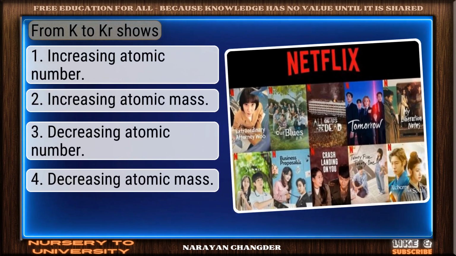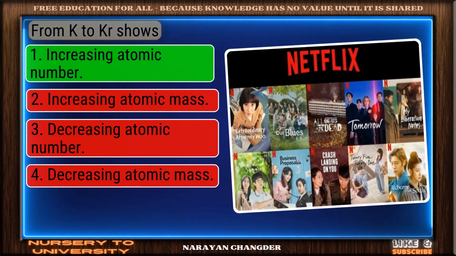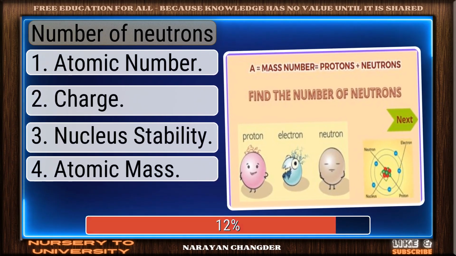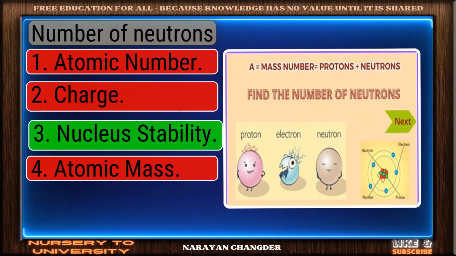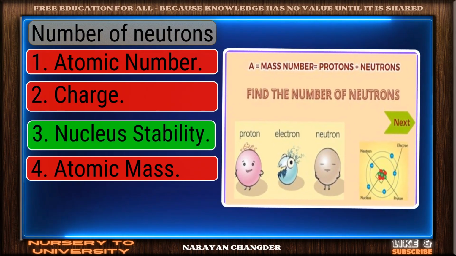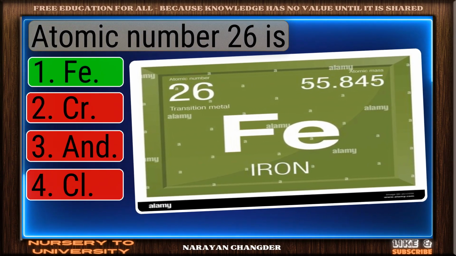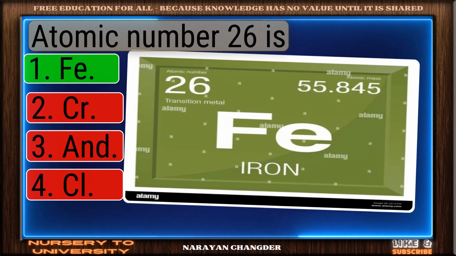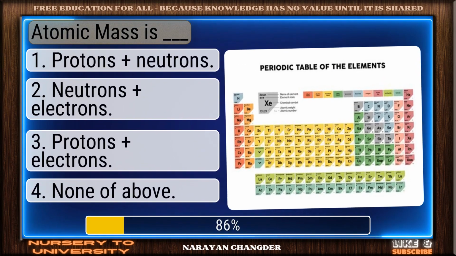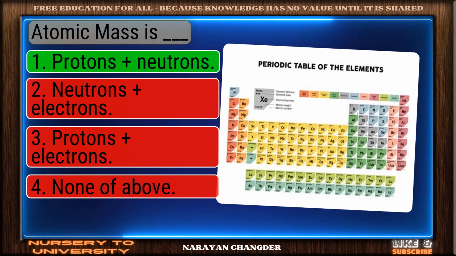From K to Khrushchev's. Smart move. Increasing atomic number is an accurate answer. Number of neutrons. Exactly. Nucleus stability makes sense. Atomic number 26 is... You got it. Your choice Fe is right. Atomic mass is dash. Good thinking. Protons plus neutrons is the right answer.